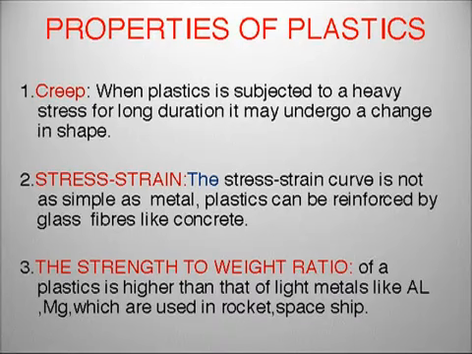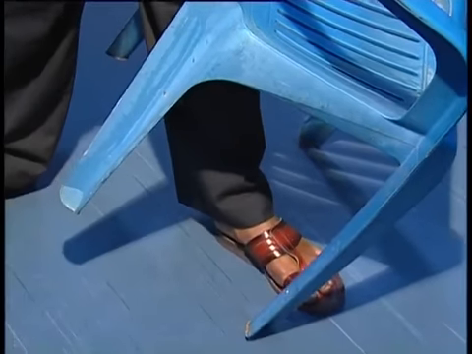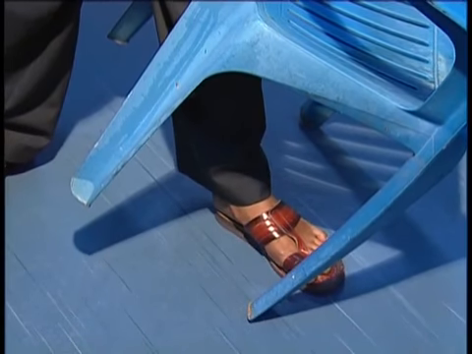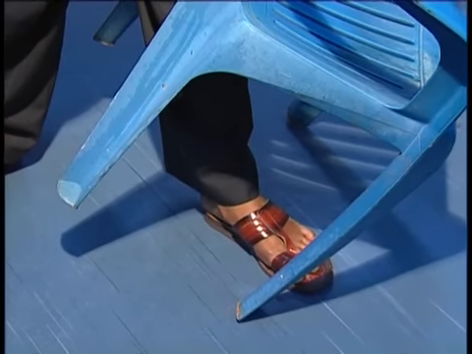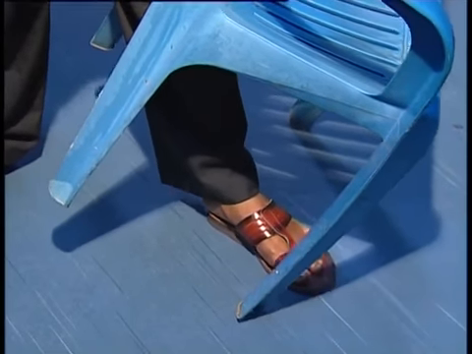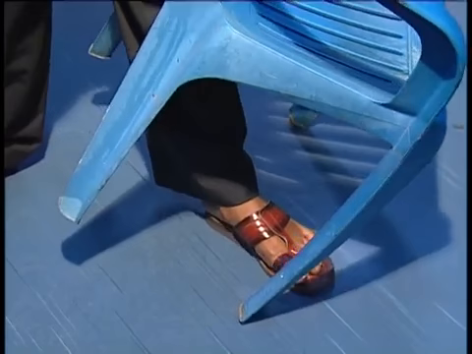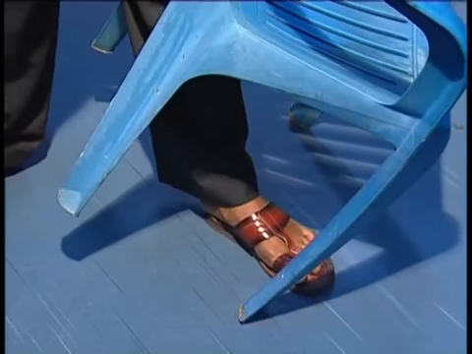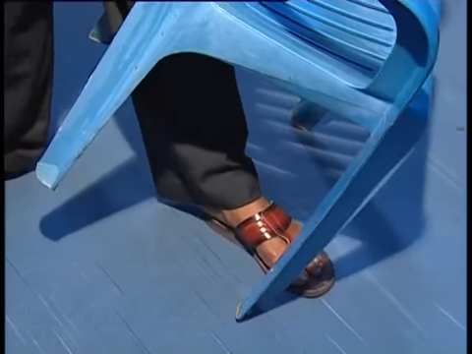Let us discuss the mechanical properties of plastics. The first one, creep. When plastic is subjected to a heavy stress for a long duration, it may undergo a change in shape. The change in shape is due to deformation in structure. Let us see the visual of the creeping property. Here, the load is continuously applied by me and my professor. If I do so, the shape of the plastic chair is definitely going to change. This type of property is called creep.